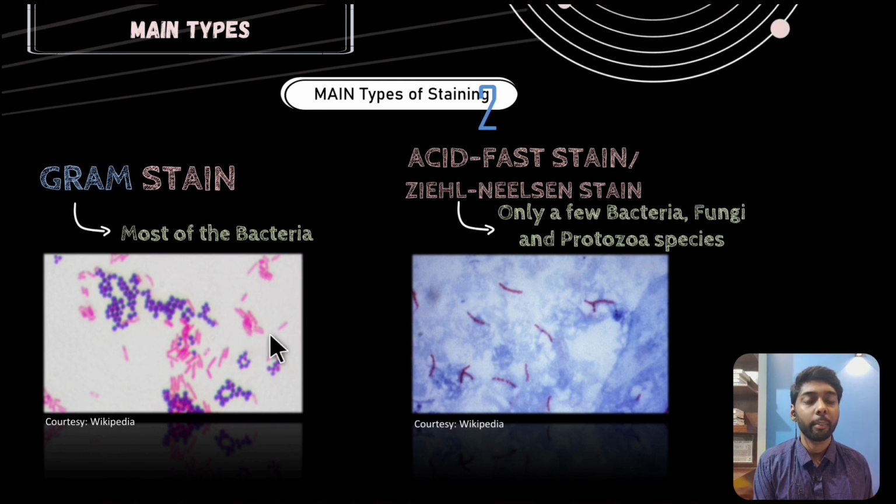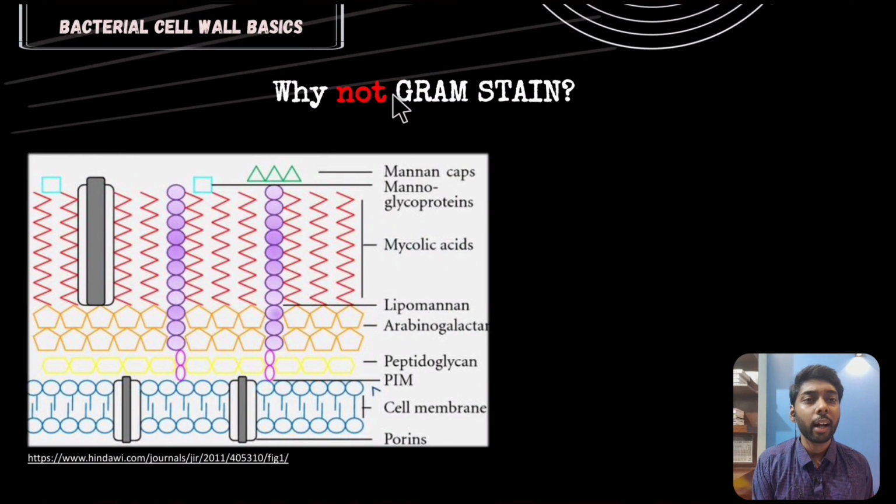So here I have included two pictures from the last video. These are gram positives and these are gram negatives. And about this picture, I will discuss as we go on with the video. So why not use gram stain also in case of acid-fast species like Mycobacterium? The main difference is in the structure of the cell walls. Here we see a new component, mycolic acid. This mycolic acid is the component due to which we cannot use gram stain when we are trying to stain the acid-fast organisms.